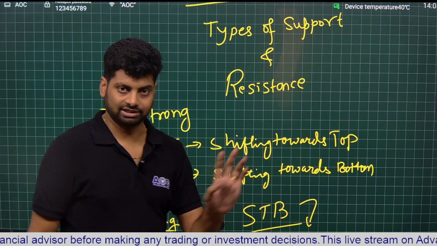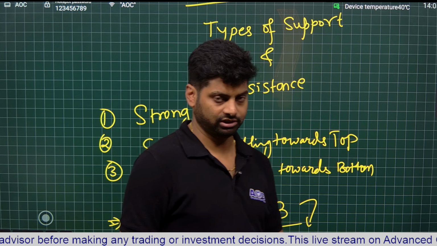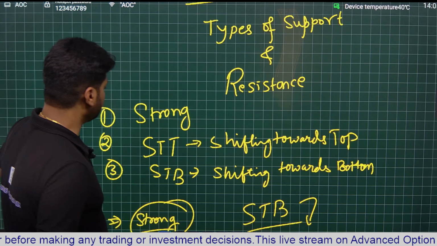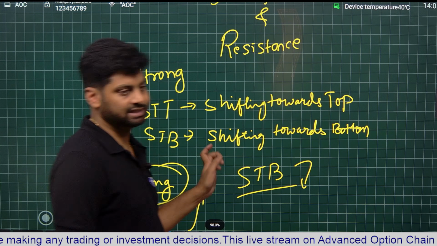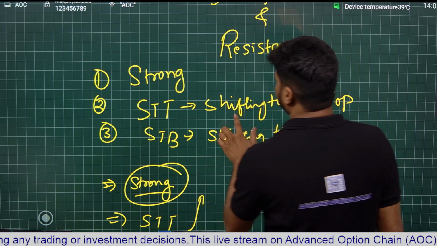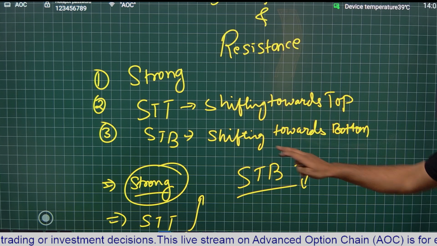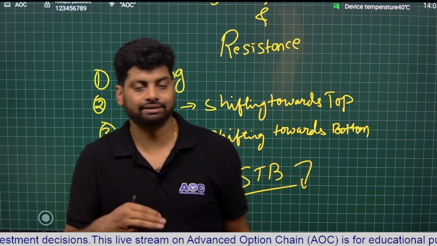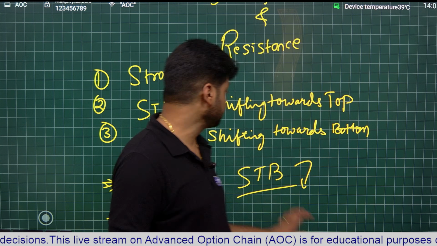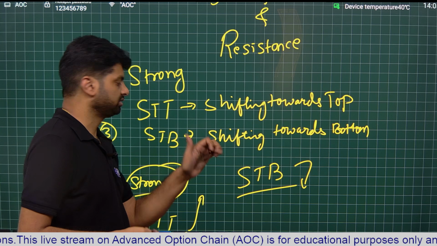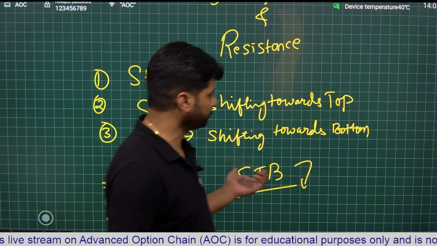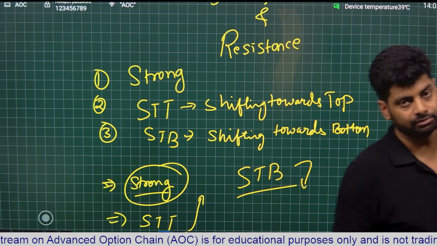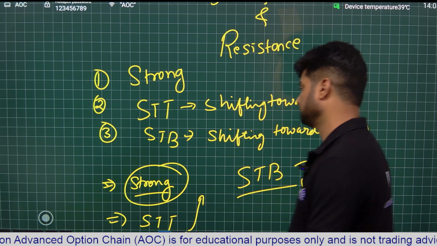Basically, support and resistance are of three types in AOC, which are Strong, STT and STB. Strong, shifting towards top, shifting towards bottom. If a support is STT, that means the market is under bullish pressure. If support or resistance, both, is shifting towards bottom, that means the market is under bearish pressure.